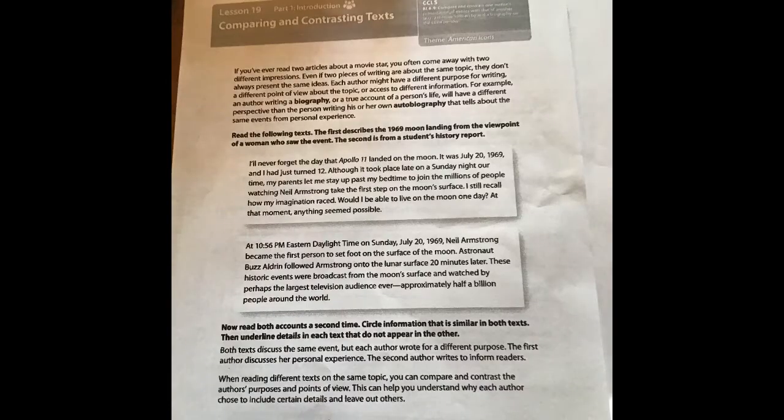The first part is about the moon landing in 1969, and there are 2 different viewpoints. One is from a woman who actually witnessed the event. It's a first-hand experience. She was there in 1969. The other comes from a student's history report. The student didn't actually see the event take place, but did some research, and that's what they found. They want you to read both texts and circle information that's important in both, and then discuss why you think the author wrote each one.